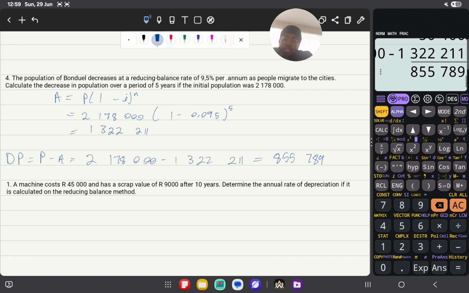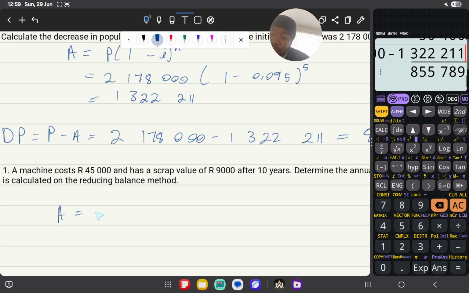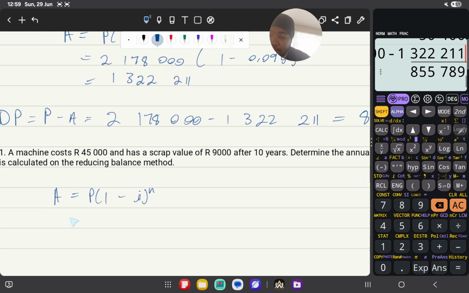Let's see this one. The cost of a machine is 45,000 and it has a scrap value of 9,000 after 10 years. That's how much it cost initially, and now after 10 years it's 9,000. Determine the annual rate of depreciation calculated at the reducing balance method. I'm going to derive the formula first so as not to make things messy. We are calculating the I.